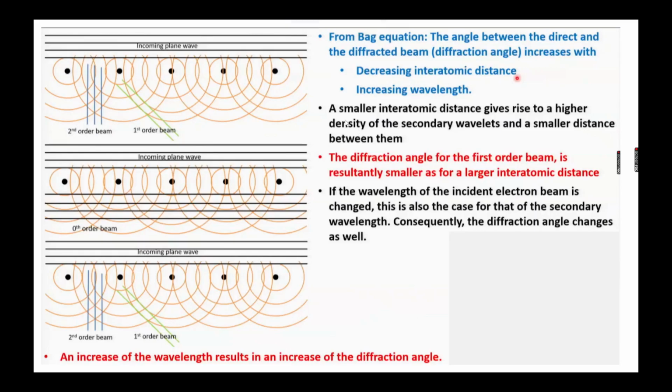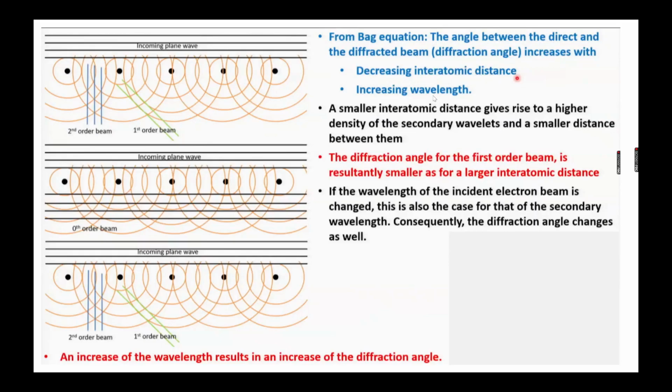Okay, did you get it? Here the d is inversely proportional to the theta and the lambda is directly proportional to the theta. So here we wanted to increase the theta. So for that we have to decrease the interatomic distance, which is nothing but the d, and we have to increase the wavelength, which is nothing but the lambda.